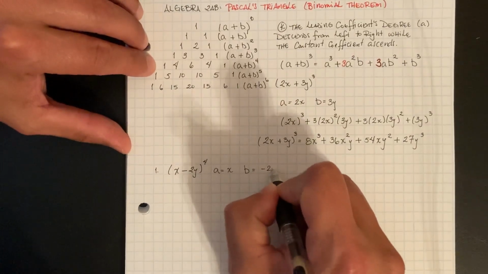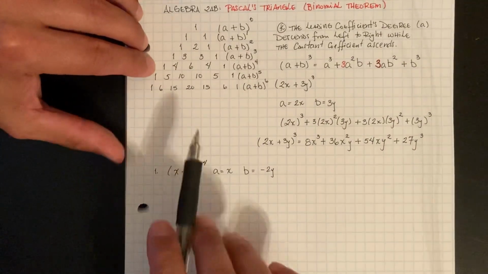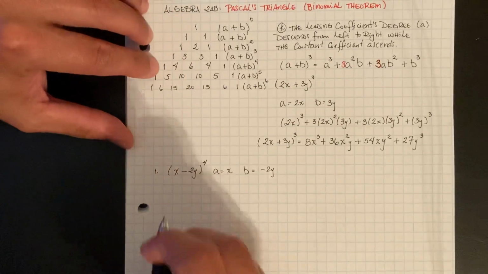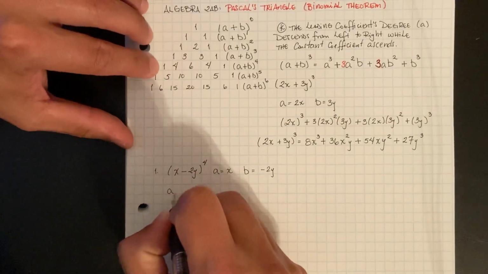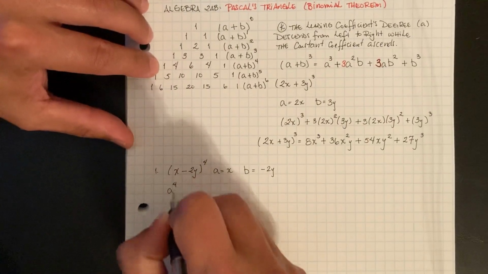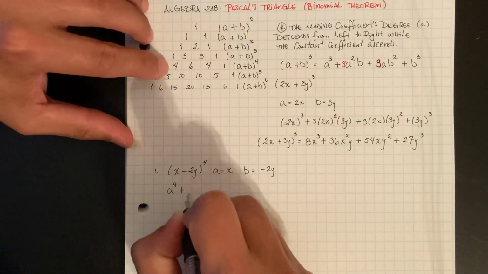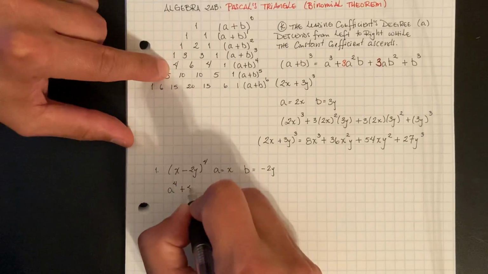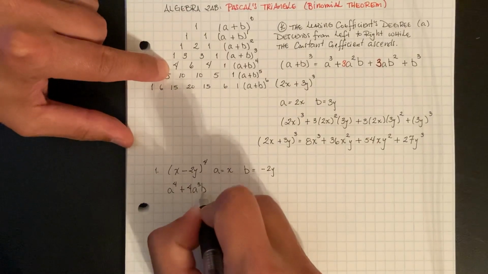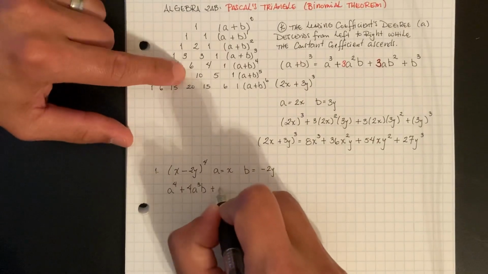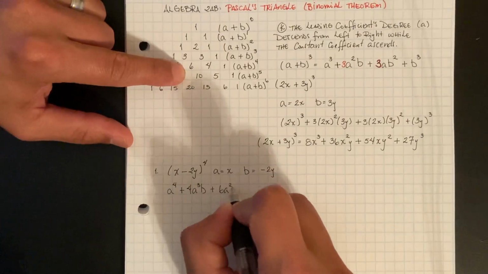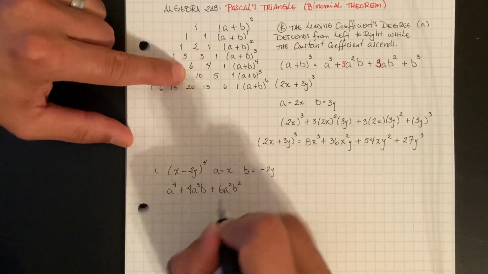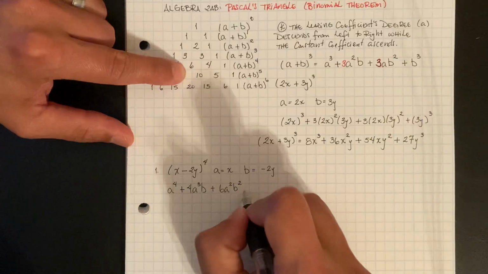So negative 2y. If you look at your expansion here, you're going to have a to the 4th plus, and then the next number is 4, a to the 3rd, and b starts to show up, plus 6, a to the second, and then you increase b by 1, so that's 2 plus 2, still a degree of 4.